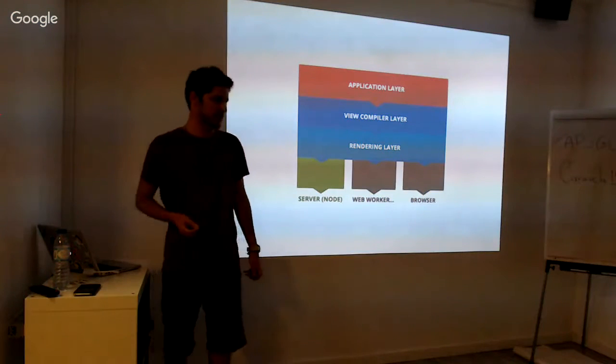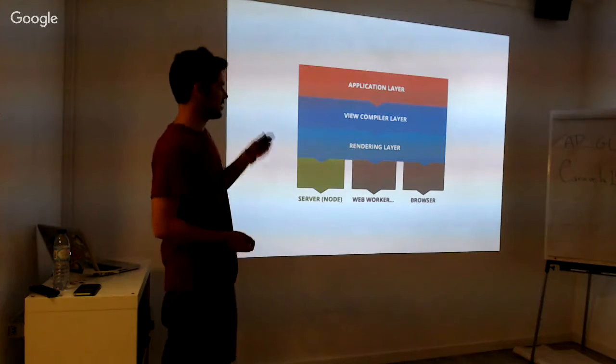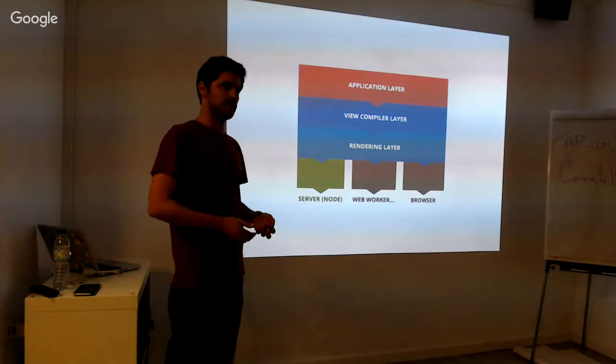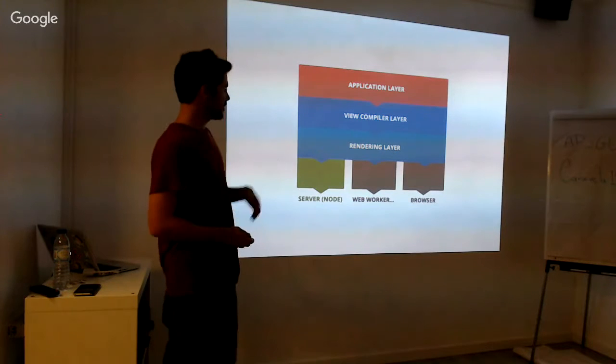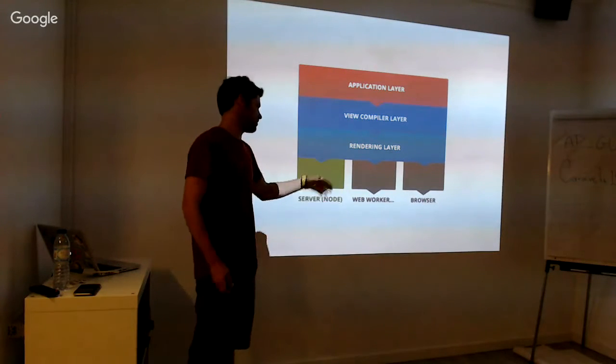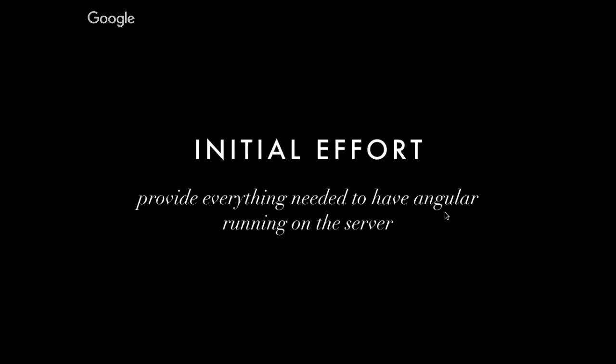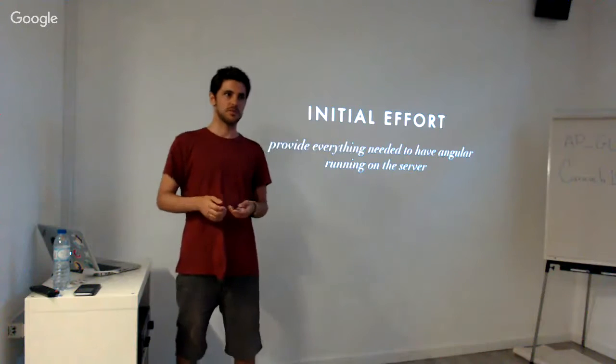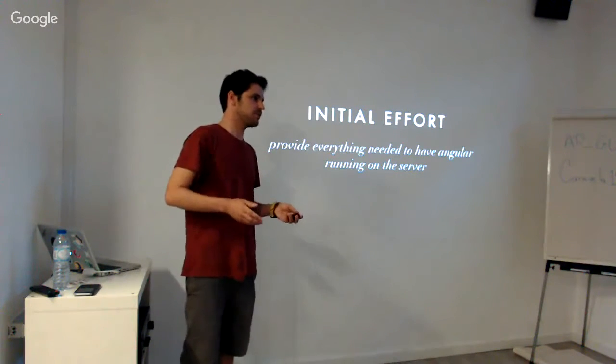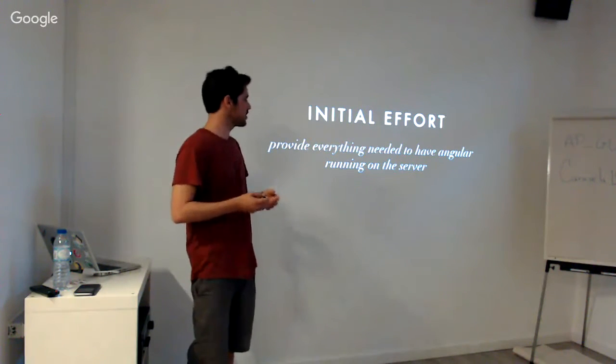And this is possible mainly because Angular 2 made a decision to separate the application layer from the rendering layer, which allows you to then run the app on the server or as parts of the app as a web worker or on the browser or NativeScript. It allows all kinds of things to happen. So the initial effort for the open source project was to really provide the full solution to do this. So provide everything you need to have Angular running on the server.